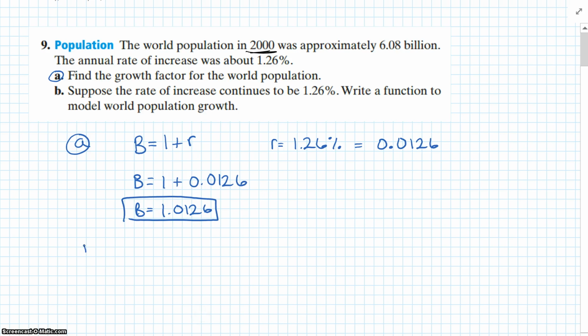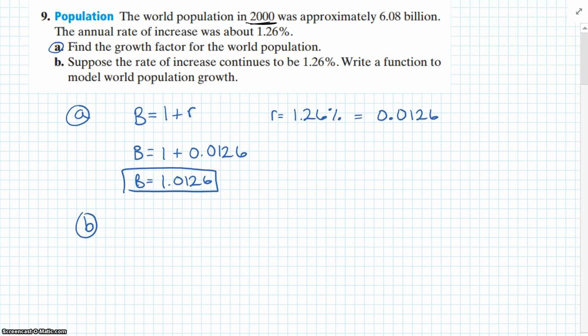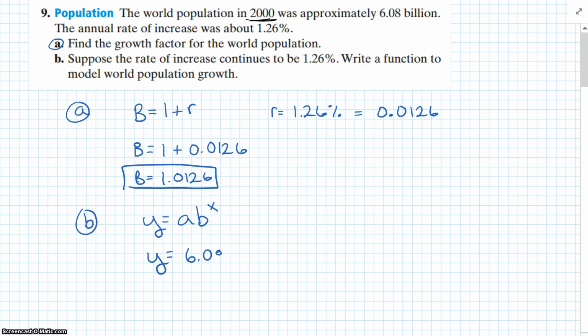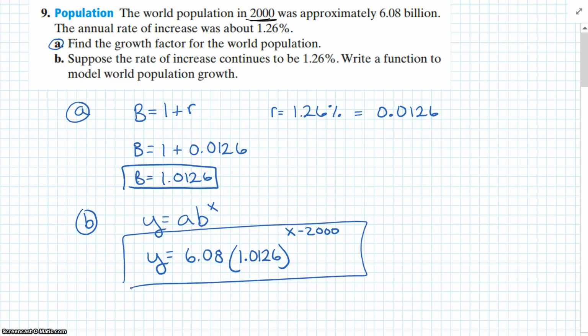Okay, so part B says this. Suppose the rate of increase continues to be 1.26%. Write a function to model the population growth. Well, y equals ab to the x. So y equals a. Well, in 2000, what was our population? 6.08 billion. So 6.08 times, what's our growth factor? 1.0126 raised to the years after 2000, so we can say x minus 2000, and that's going to get us an exponential growth function.